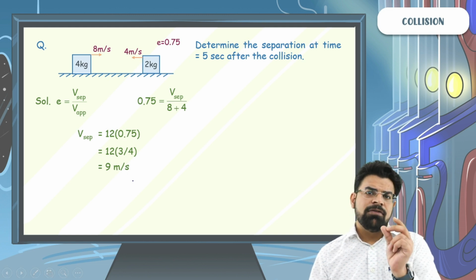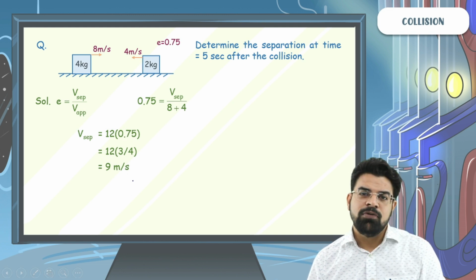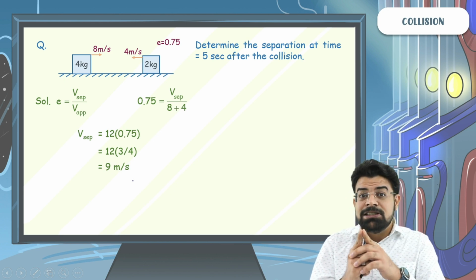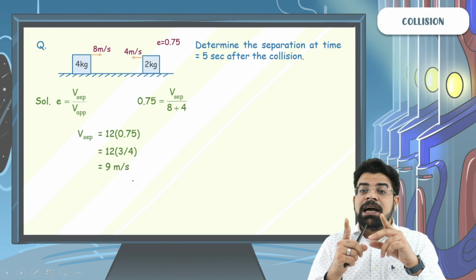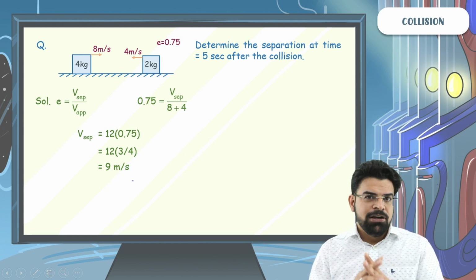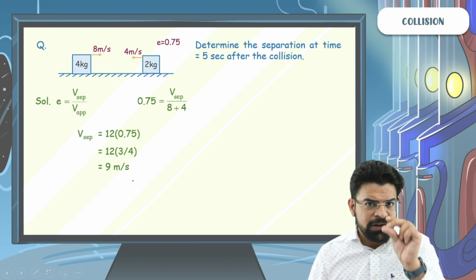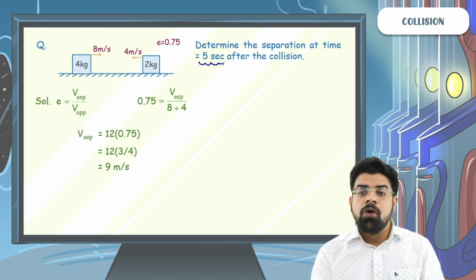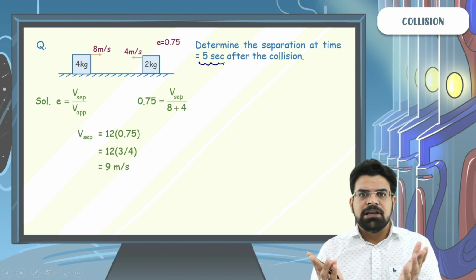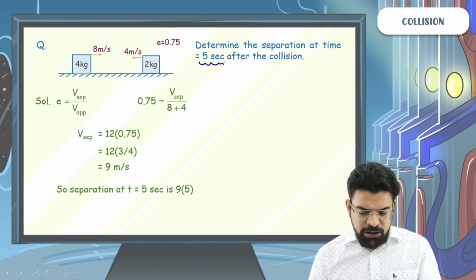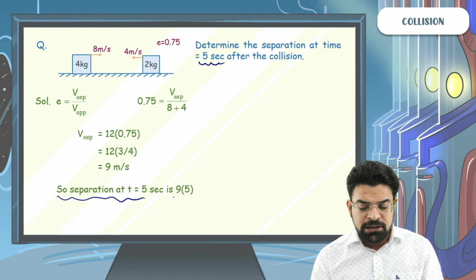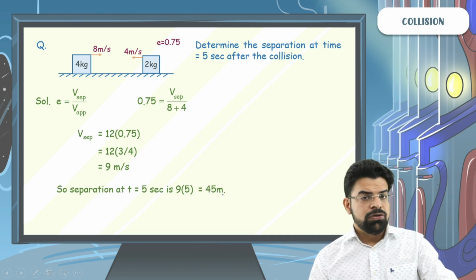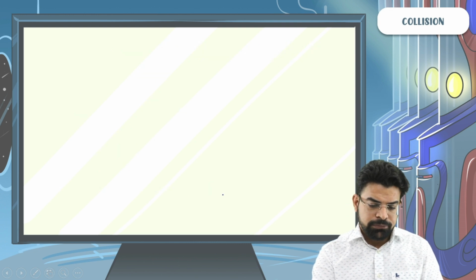When I say that velocity of separation is 9 meter per second, what is the meaning of it? Sir, after collision, the separation between the blocks increases at the rate of 9 meter per second. So every second, the separation between the blocks will increase by 9 meter. So in 5 seconds, how much will the separation increase? Sir, in 5 seconds, the separation will increase by 45 meter. So at time equals 5 seconds, separation will be 9 into 5, that will be equal to 45 meter. So let's see the next example.